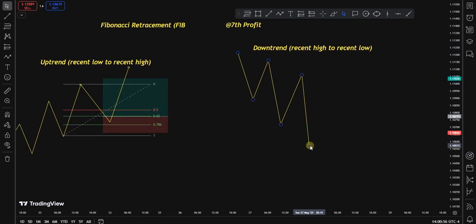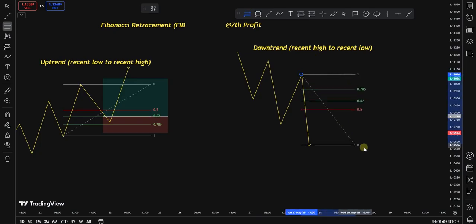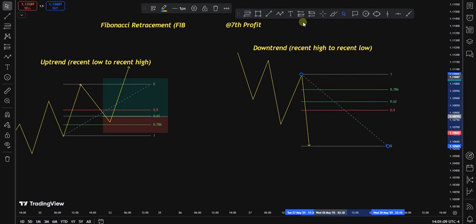Now, since we don't know exactly where the market will pull back to before going to the downside, we draw our Fibonacci retracement from the recent high. This is a recent high. Then we draw to a recent low. Remember what I told you? For you to be able to identify a recent low, make sure the market does something like this, a small pullback, so that you know, okay, this is our recent low.